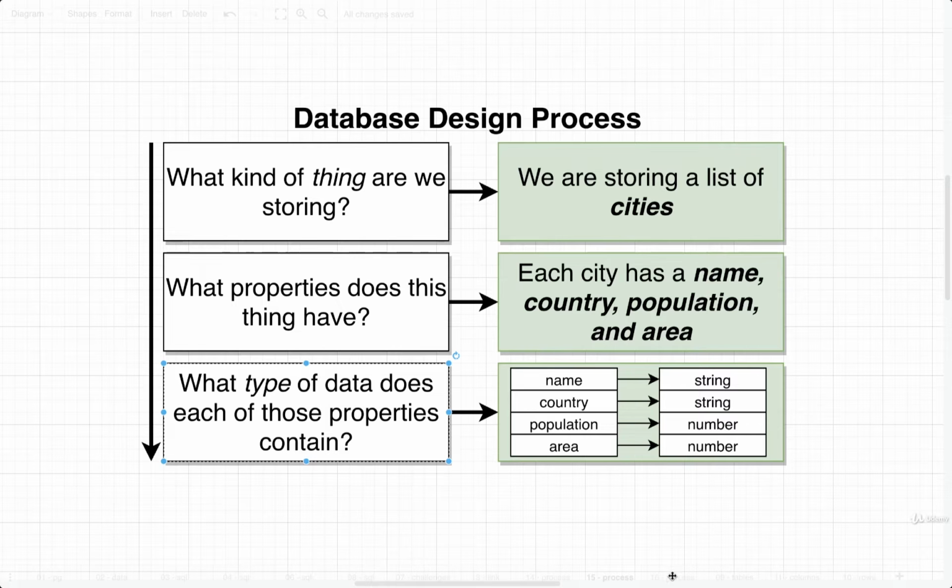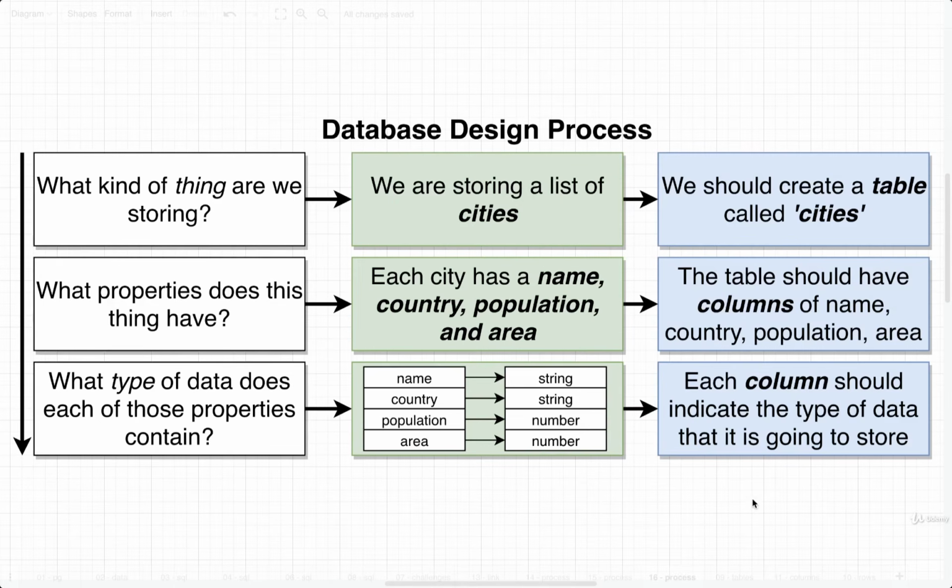We're then going to take each of these 3 answers right here, and use them to actually set up our database. So here's what we are going to do with these 3 answers. So the answer to the first question right here, we said that we're going to store a list of cities. So we're going to create something inside of our database called a table, and we're going to give this table a name of cities. Let's talk about what a table is very quickly.